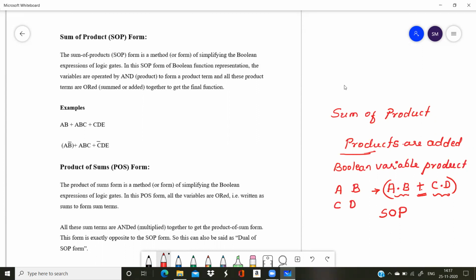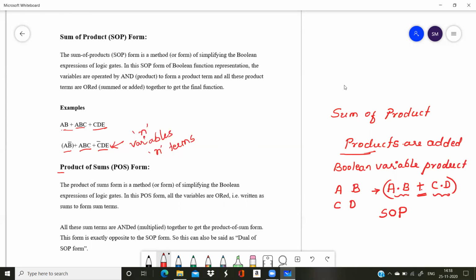SOP form. Okay. Here also we have some examples. AB plus ABC plus CDE. See, this SOP form can have complements also. A B complement plus ABC plus CDE. And remember, any number of variables can be used. N variables can be used, as well as N terms can be there in the expression. Okay, there is no limit for the variables and there is no limit for the terms also. So this is about sum of product form.